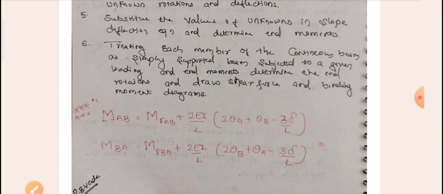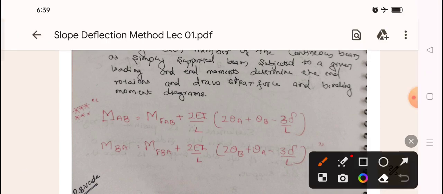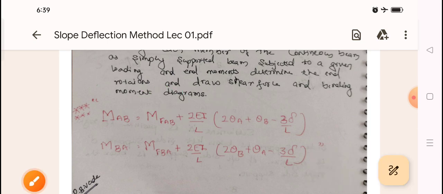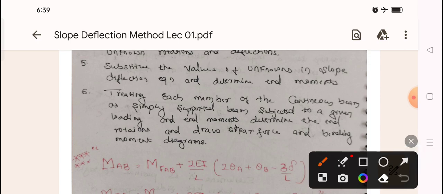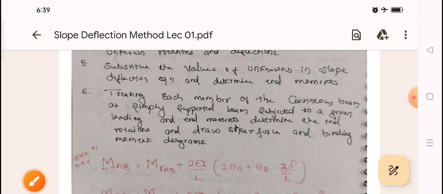Next thing, after that, we studied the sign convention. If it is clockwise, we are supposed to take positive. If it is anti-clockwise, we are supposed to take negative. Okay, next after that, that is settlement. When do you take positive, when negative? With respect to the right support, if the left support is sinking down, then we will take the delta value as positive. Next after that is the procedure.